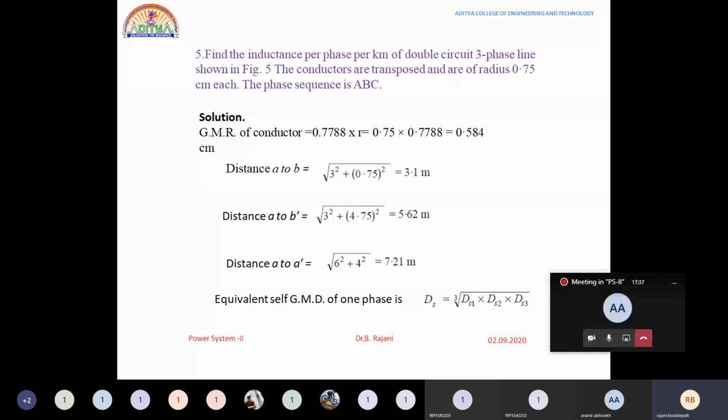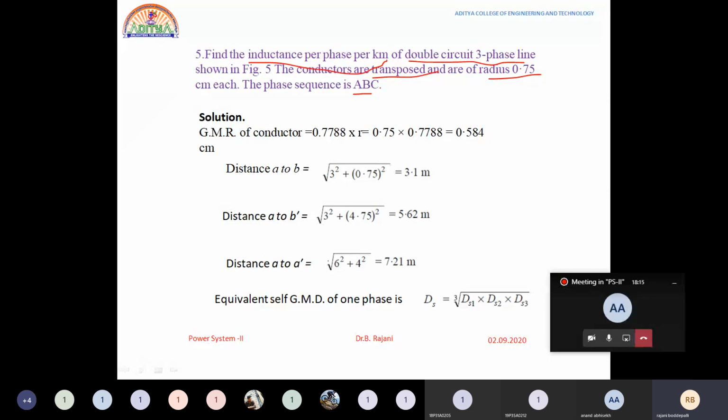Find the inductance per phase per kilometer of a double circuit line. What has he asked you? In the double circuit three phase line shown in figure 5, that is in the below slide, the conductors are transposed and are of radius 0.75 centimeters each. The phase sequence is ABC. Now he asked you to find the inductance per phase per kilometer length.